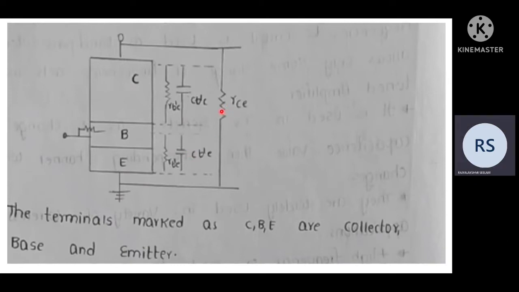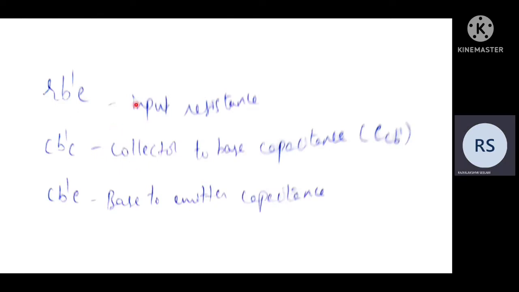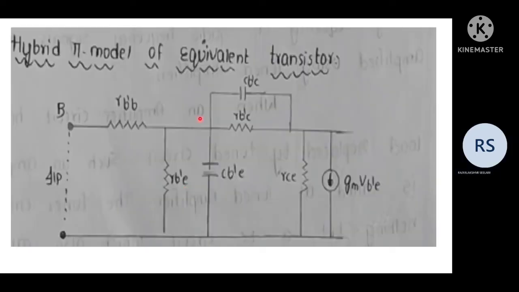Here is the picture for the terminals, marked as collector, base, and emitter. Already I told you R B dash E, C B dash C, and C B dash E are the input resistance, collector to base capacitance, and base to emitter capacitance, respectively. This is the hybrid pi model of the equivalent transistor, and here we have the input and the output.